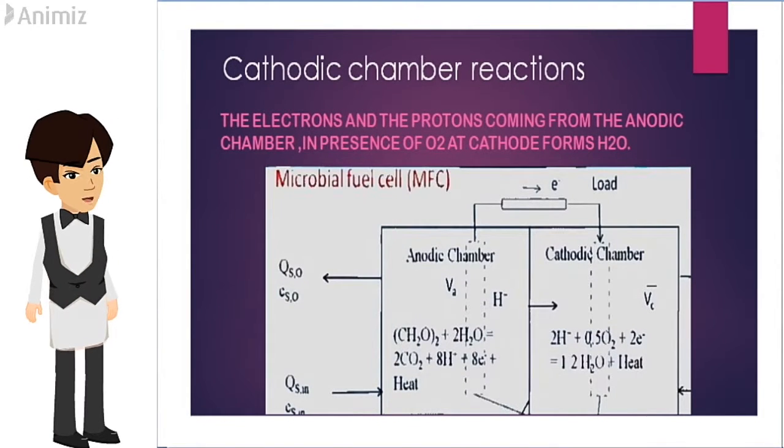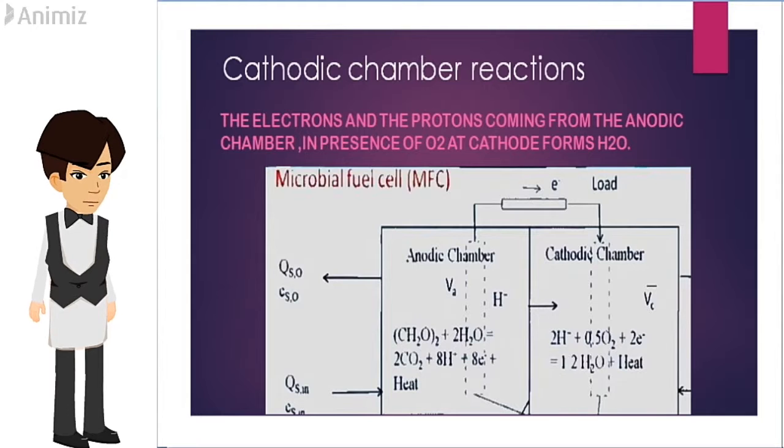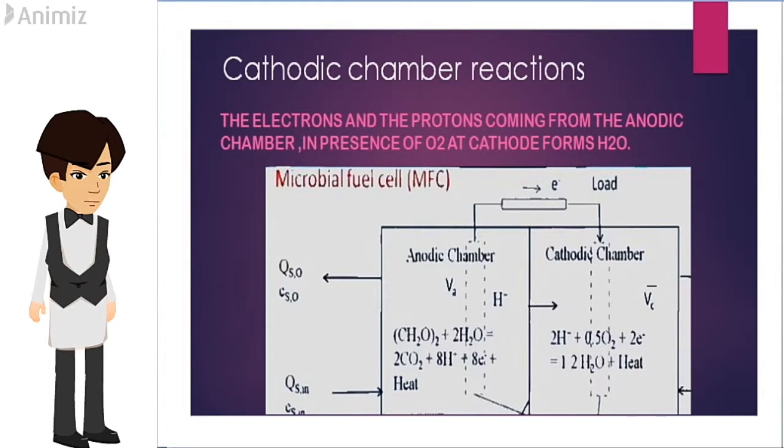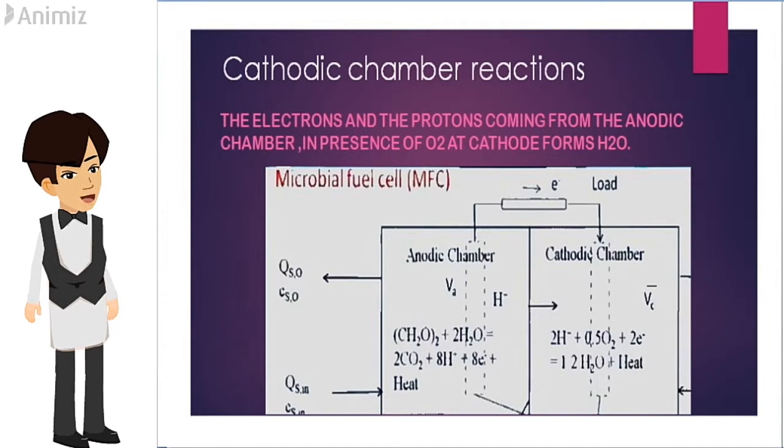As shown in the figure, the organic materials obtained from water streams or other water resources are collected in the anodic chamber and, on reaction in the presence of microbes as catalyst, give carbon dioxide, H+ and electrons. The H+ passes through the membrane to the cathodic chamber where it reacts with oxygen to give water and heat.